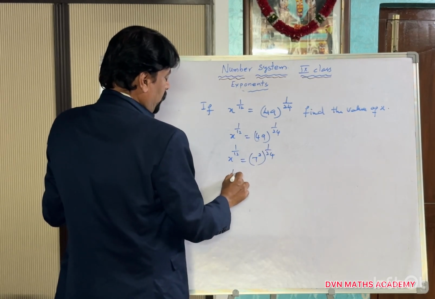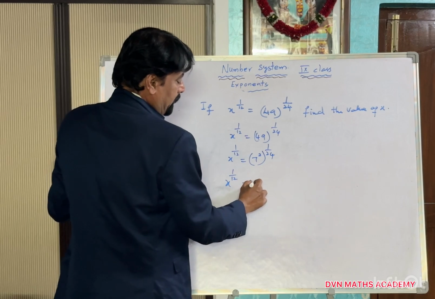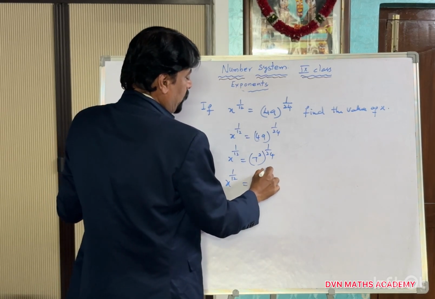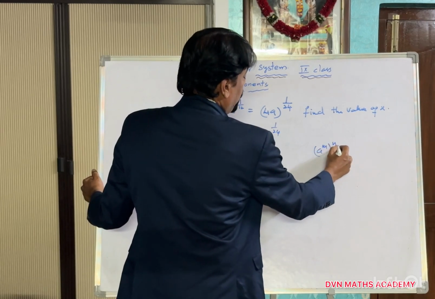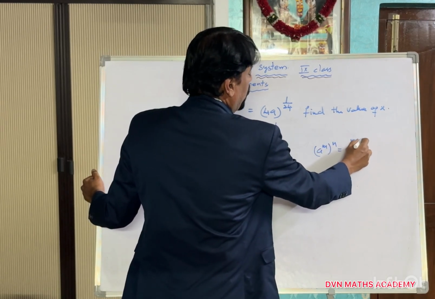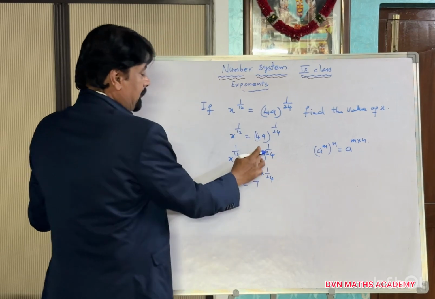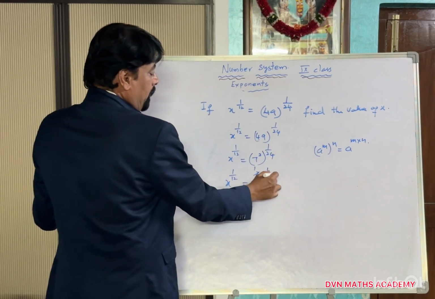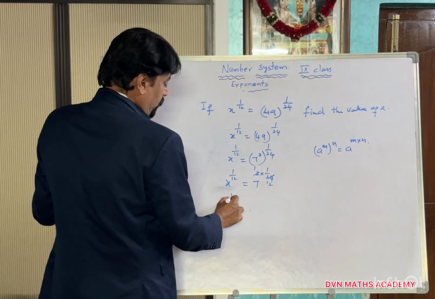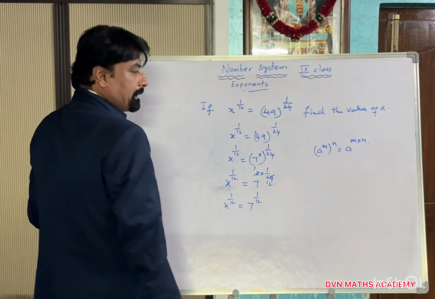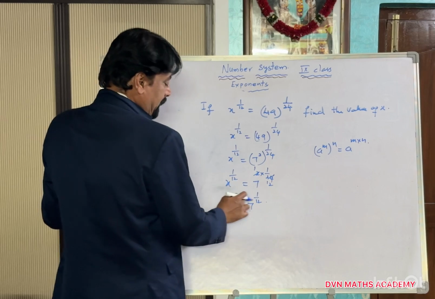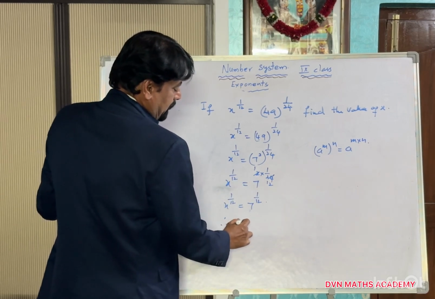Now this is x to the power of 1 by 12. This is 7 to the power of 2 into 1 by 24, because a to the power of m whole to the power of n is equal to a to the power of m into n. By using this identity, I can write 2 into 1 by 24. Now x to the power of 1 by 12 is equal to 7 to the power of 1 by 12. The powers are equal, so the bases are also equal. Hence x is equal to 7.